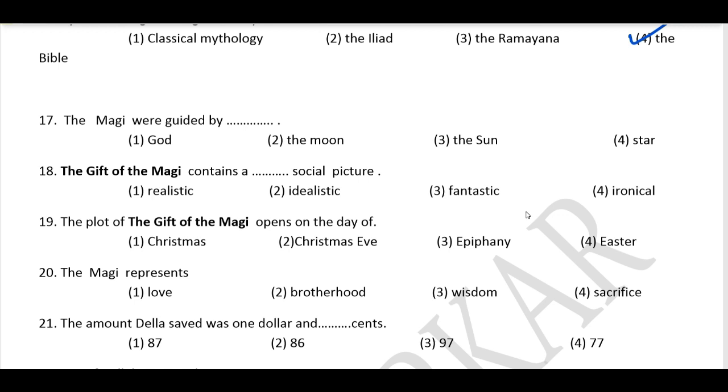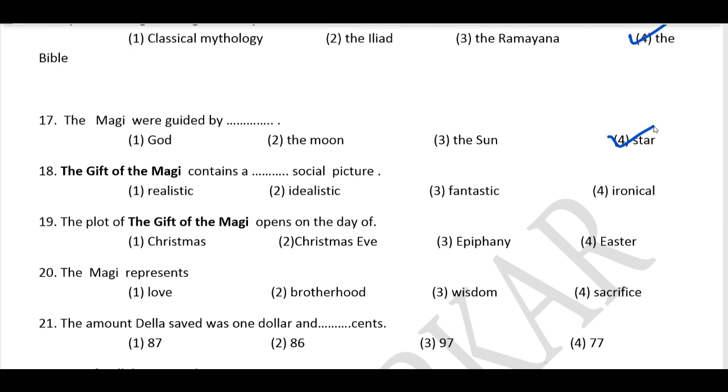Okay. Then number 17. The Magi were guided by. You all know that the Magi came from east with gifts for newborn babe Jesus, and they were guided by the star. Okay. So, guiding star. God, moon, the sun. No, the right option is 4. Star.